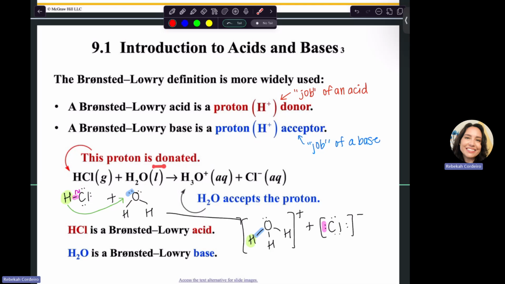But I think because we're talking about the job of an acid is to donate, showing you, hey, that H is going away from the HCl toward the H2O is a little bit easier to think about on just this basic level that we need to understand here. So who is the acid, who is the base? Well, HCl is the acid because it's the one that is donating the H. And water is the base because it's the one that is accepting the H.